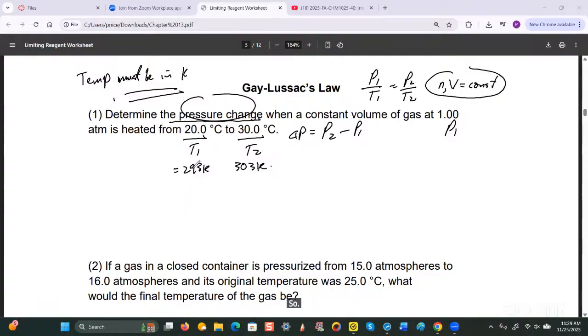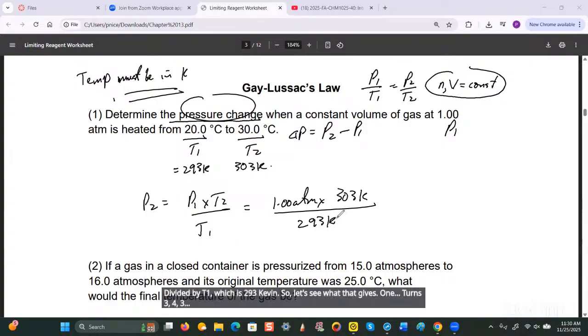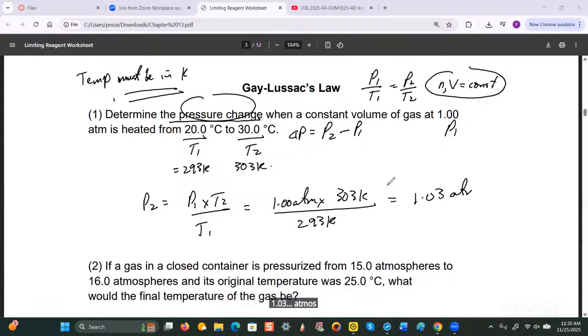So based on this equation here, P2 will be equal to P1 times T2 over T1, and then we put the numbers in. So P1 is 1.00 atmospheres times T2, which is 303 Kelvin, divided by T1, which is 293 Kelvin. So let's see what that gives. 1 times 303 divided by 293. And when I did this calculation, I got 1.03 atmospheres, because the Kelvin units will cancel out.